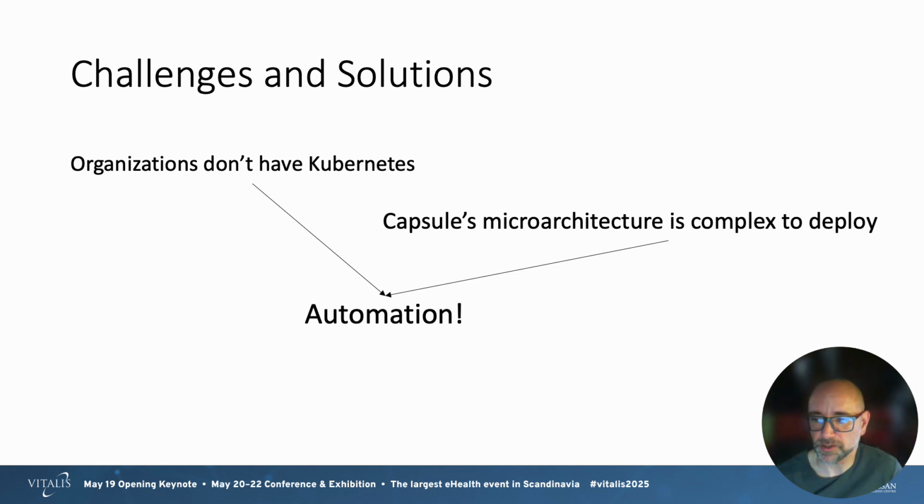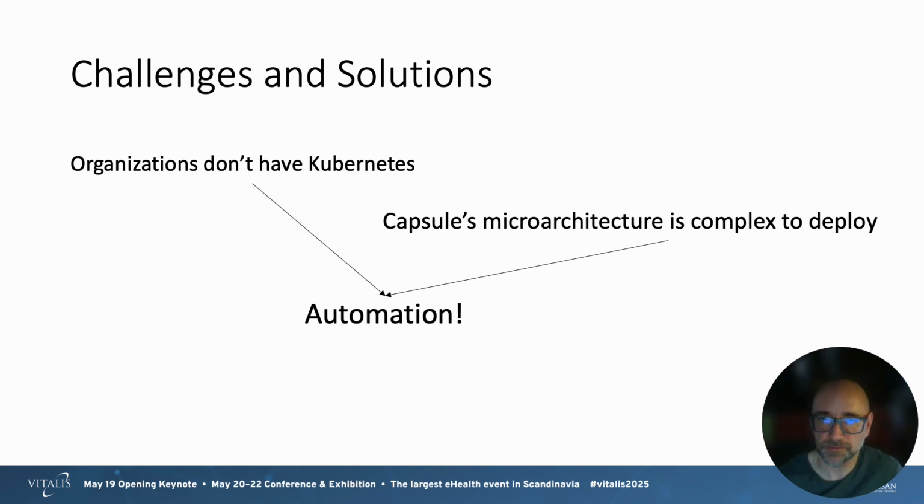Well, of course, automation. So what we came up with was a way to automate the provisioning of the environment and the deployment of the capsule with two different technologies: Ansible for the provisioning of the environment and Helm for the provisioning of the capsule itself, which is installed as a package.